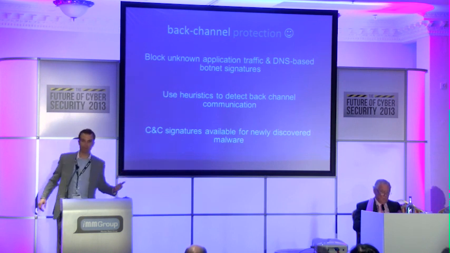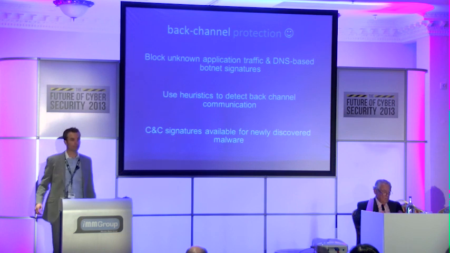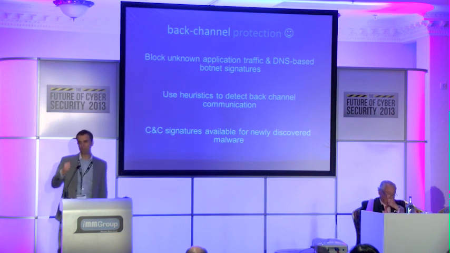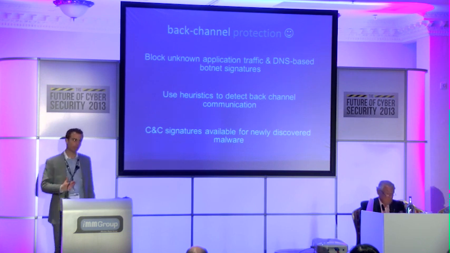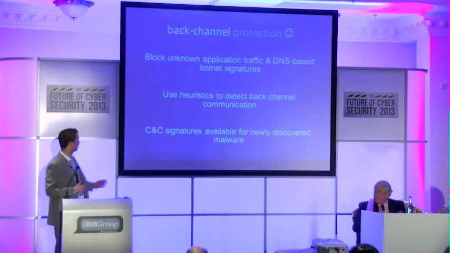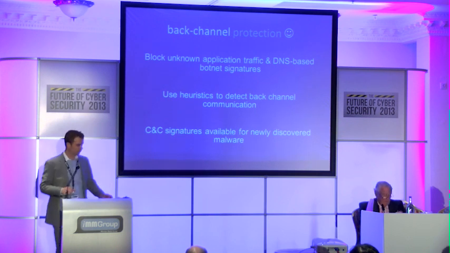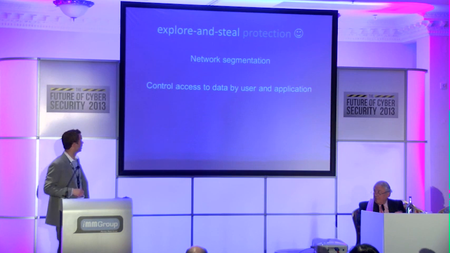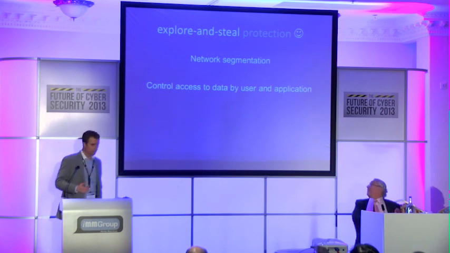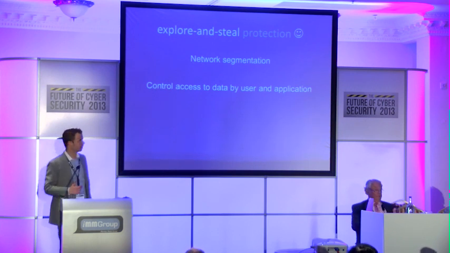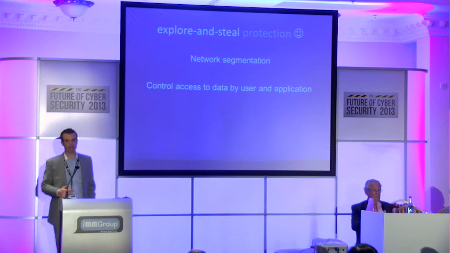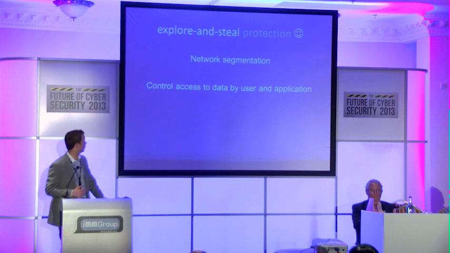protecting against the back channel communication. So we can block any unknown traffic. I'll show you a pretty key statistic about how these applications normally communicate. Why not understand where they make DNS calls to? And of course, create different signatures for new command and control. So in exploring and stealing, segment your network. Don't allow your network to be flat. Just because they get to one area doesn't mean they should get to another area. So make sure that you can do that as well.